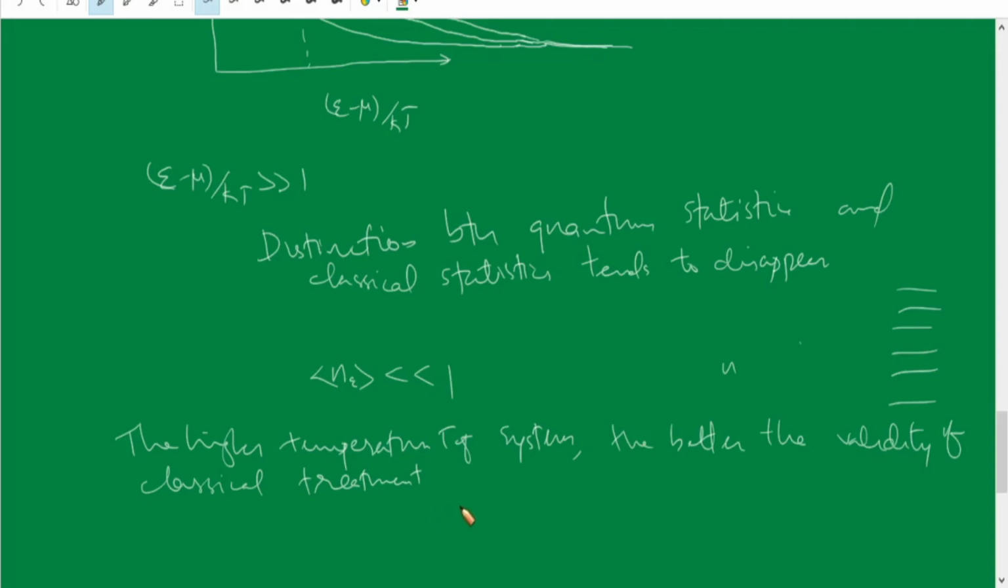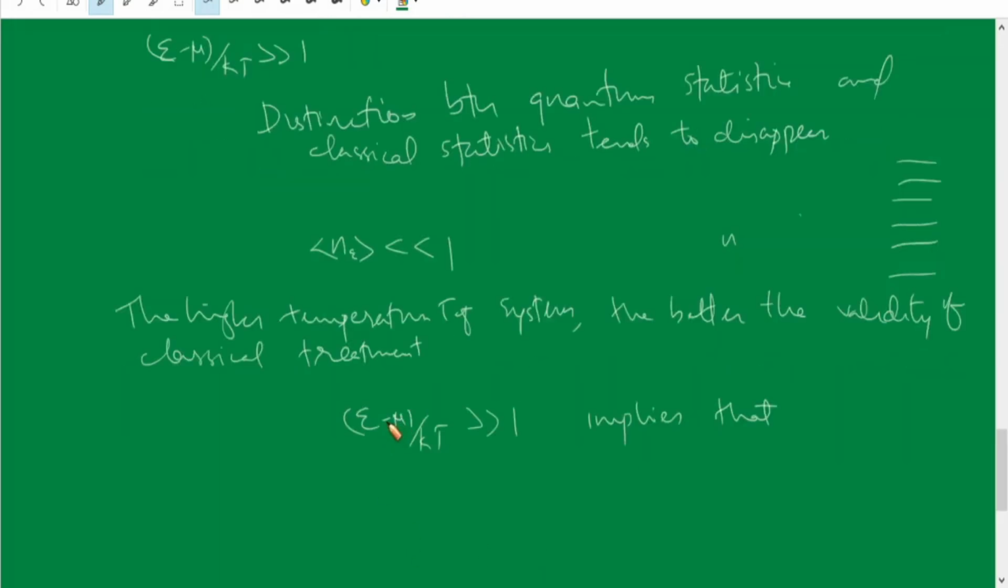So in our case, (E minus mu) divided by kT very much greater than 1 implies that, if energy is fixed, then mu can have a negative value here. E minus mu should be very high. If mu is already a negative value, then E minus some negative value becomes plus. So this mu is a large negative value.